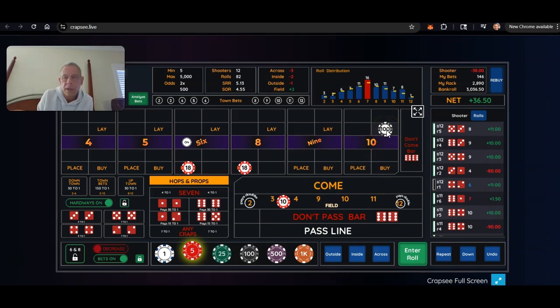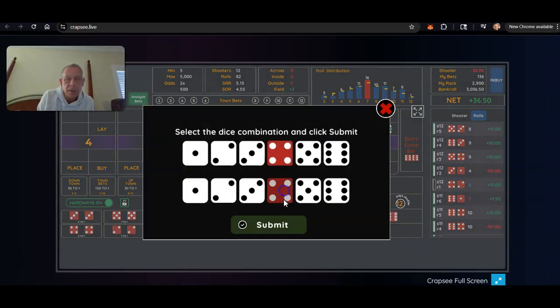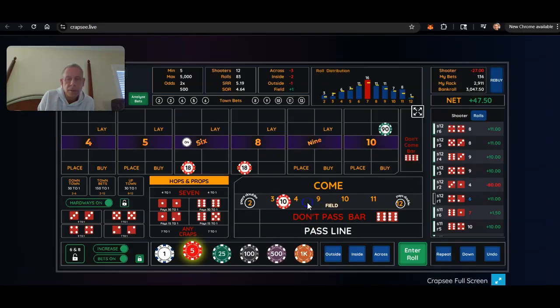Reduce the lay bet. Okay, keep going. Okay, that's a hard 8. You're going to lose the 8 field. Easy. And you're going to win on the 8, so you're going to do a reduction to 80. Okay.